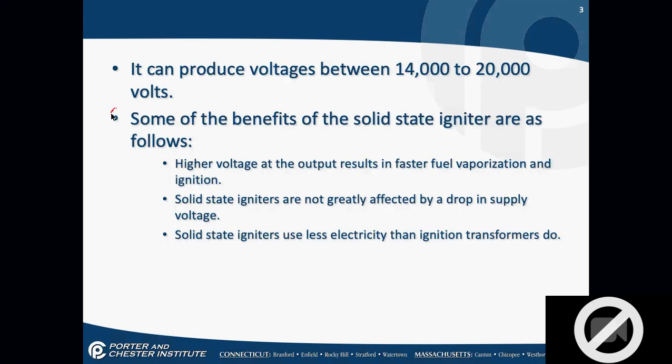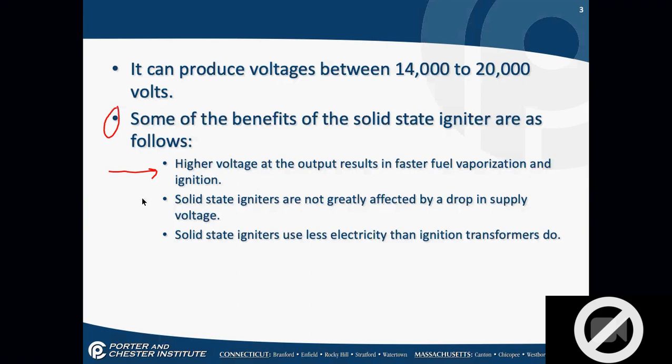Now, the reason why we like that, the higher voltage of the output, is faster fuel vaporization. The higher the voltage, the higher the heat I have. So it's a much quicker vaporization of the fuel and the ignition. Remember, I cannot burn a liquid.